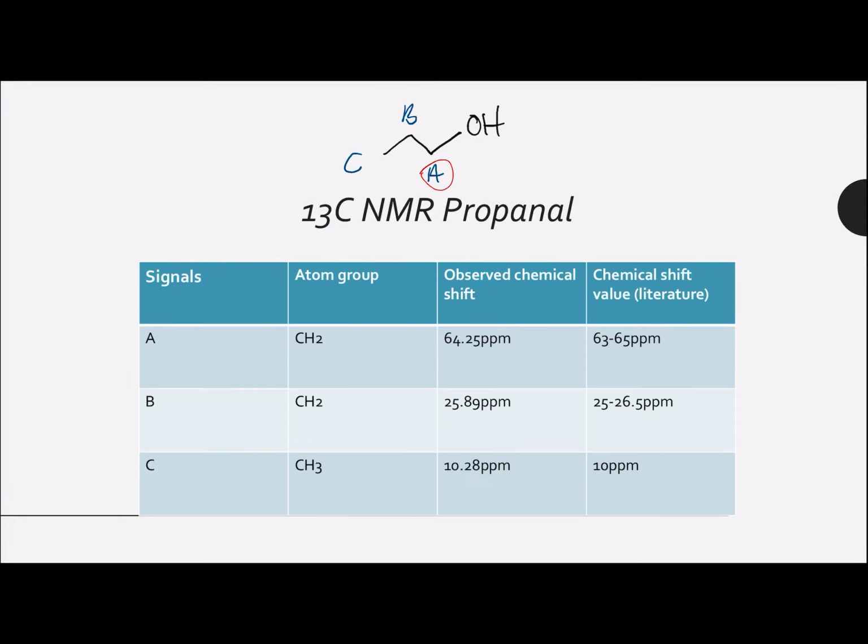So moving on to the CNMR, we have our C, B, and A. We have 3 signals, just because there's 3 carbons, right? When we're seeing this atom group right here, we have CH2, CH2, CH3, and the observed chemical shifts being 60-ish, 20-ish, and 10. So this 64 one is actually the most downfield one. That's because it's right next to the oxygen, right? And this has to do with being electronegative and the dipole moment that goes into play here.